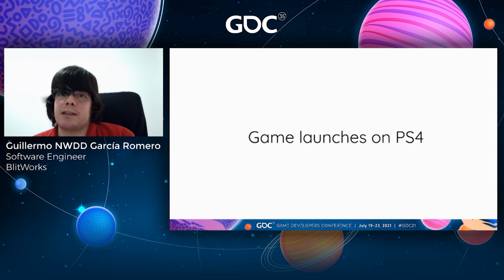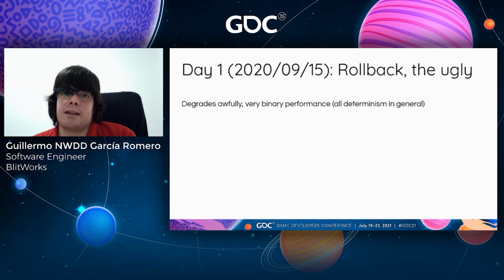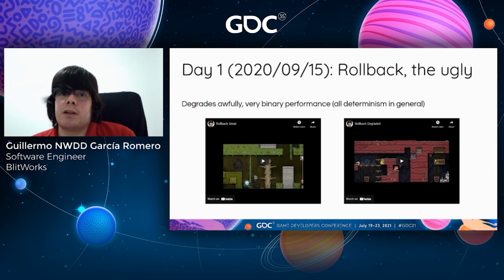So we spent weeks meeting platform requirements, fixing bugs, and then it just launches on PS4. So the game is out on PS4. We are barely able to release the day one patch in time. And then we crash with the ugly part of rollback. We have seen the good, we have seen the bad. Now we will see the ugly part of rollback.